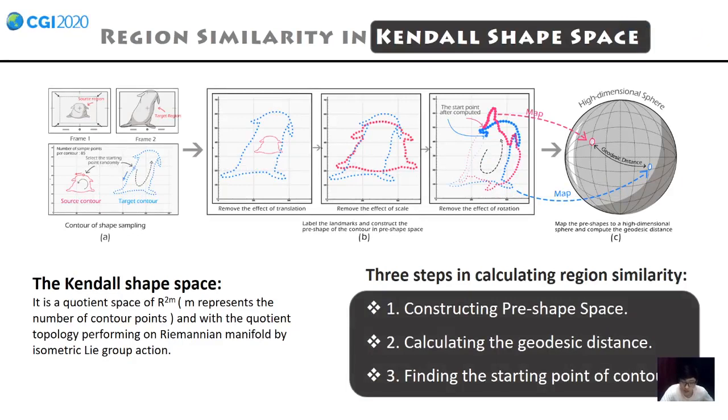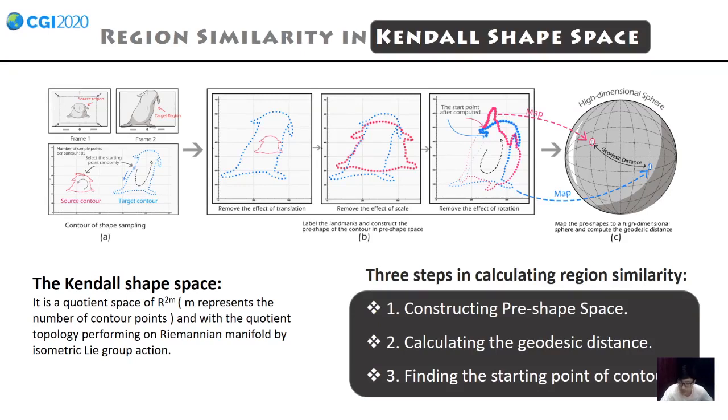The Kendall shape space is a quotient space of R2M, with the quotient topology, performing on a Riemannian manifold by isometric Lie group action. The similarity measure based on Kendall shape space can show the intrinsic difference between two shapes. Therefore, our metric of similarity is robust to similarity transformation, and the similarity distance is more accurate and sensitive to shape deformation. But how to calculate this similarity?